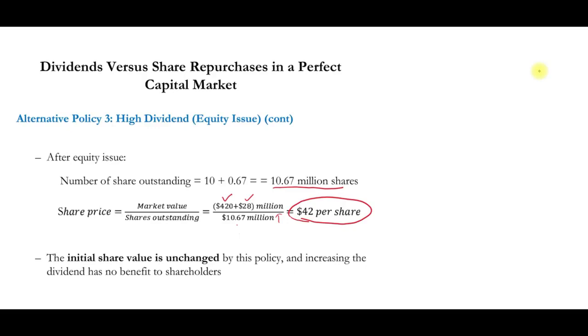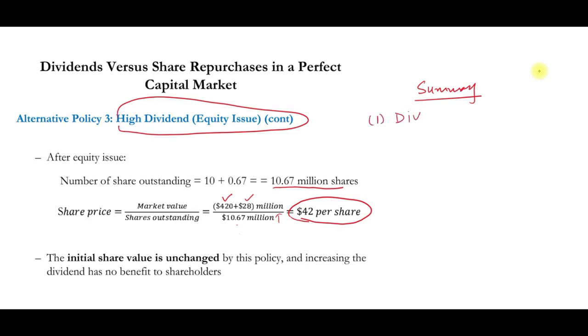But the question is, why have we learned this part? Why is there a need for learning alternative policies 3, 2, and 1? The summary is, this is just to tell you that whatever way the company wants to pay dividends, number one, in the form of a regular dividend, number two, even if the company wants to do a share repurchase, or even if the company wants to pay higher dividends, for the higher dividend the company has to borrow or sell equity.